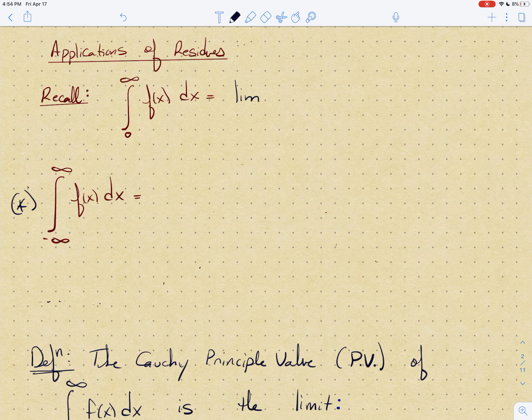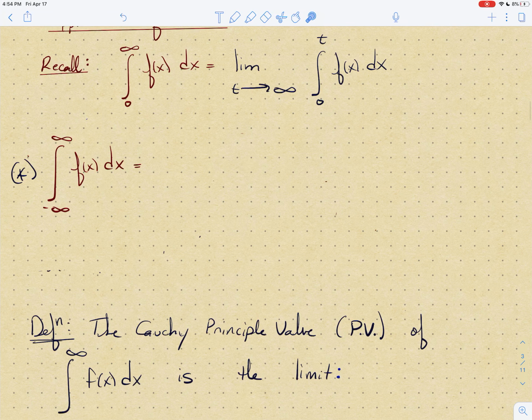limit. You probably would have used a t, I'm guessing. The limit as t goes to infinity of the integral from 0 to t of f of x dx. Remember doing that? And in a similar vein, you could define the integral from minus infinity to infinity of f of x dx. You probably did define this if you looked at this as a limit.